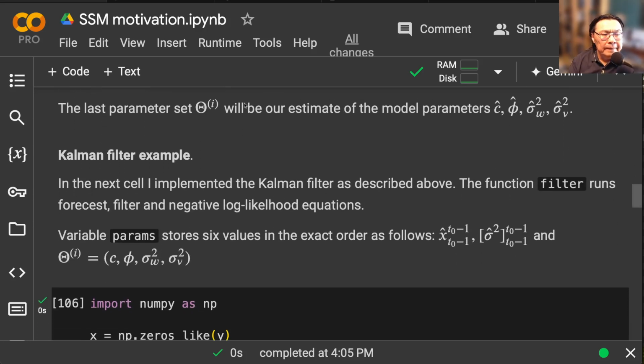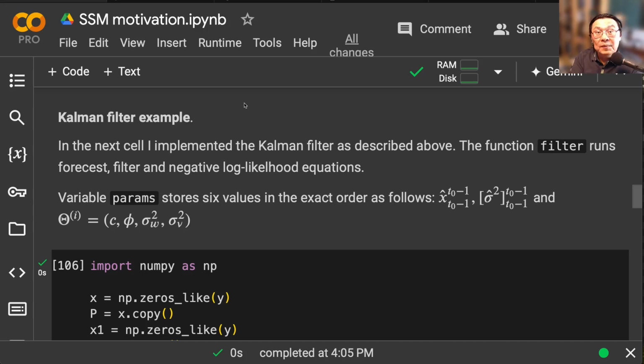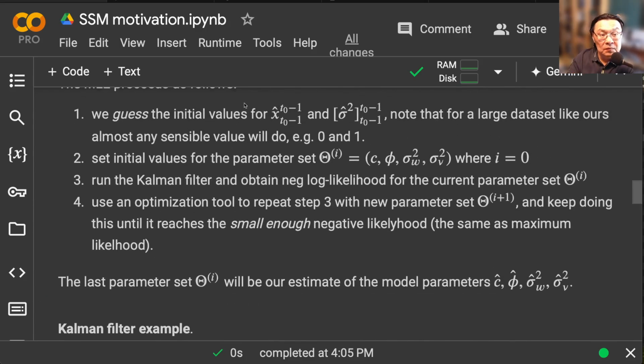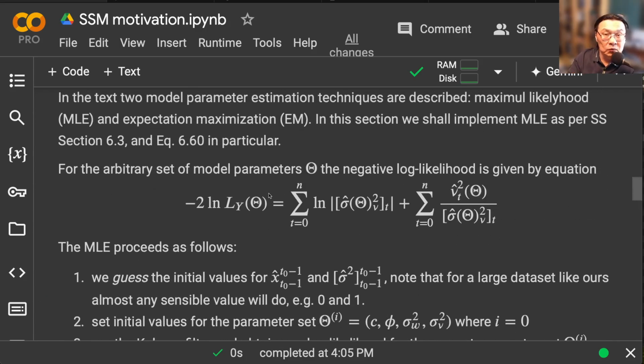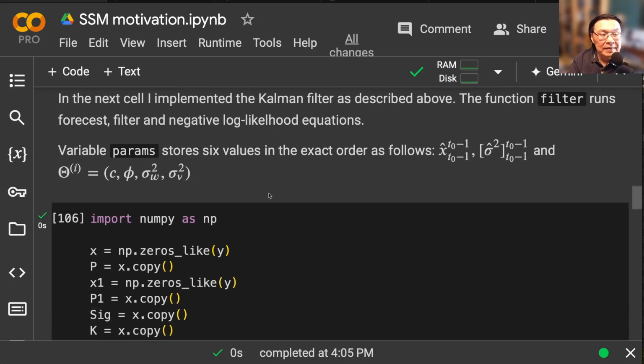Okay. Right, so now we're going to implement this example as a filter function. In the next two cells, I'm going to implement this whole thing. I'll implement the Kalman filter, its first 7 equations, forecasting equations, and then filtering equations. And when the filter is done running, it will be calculating the neg log likelihood. Okay, so that is here.